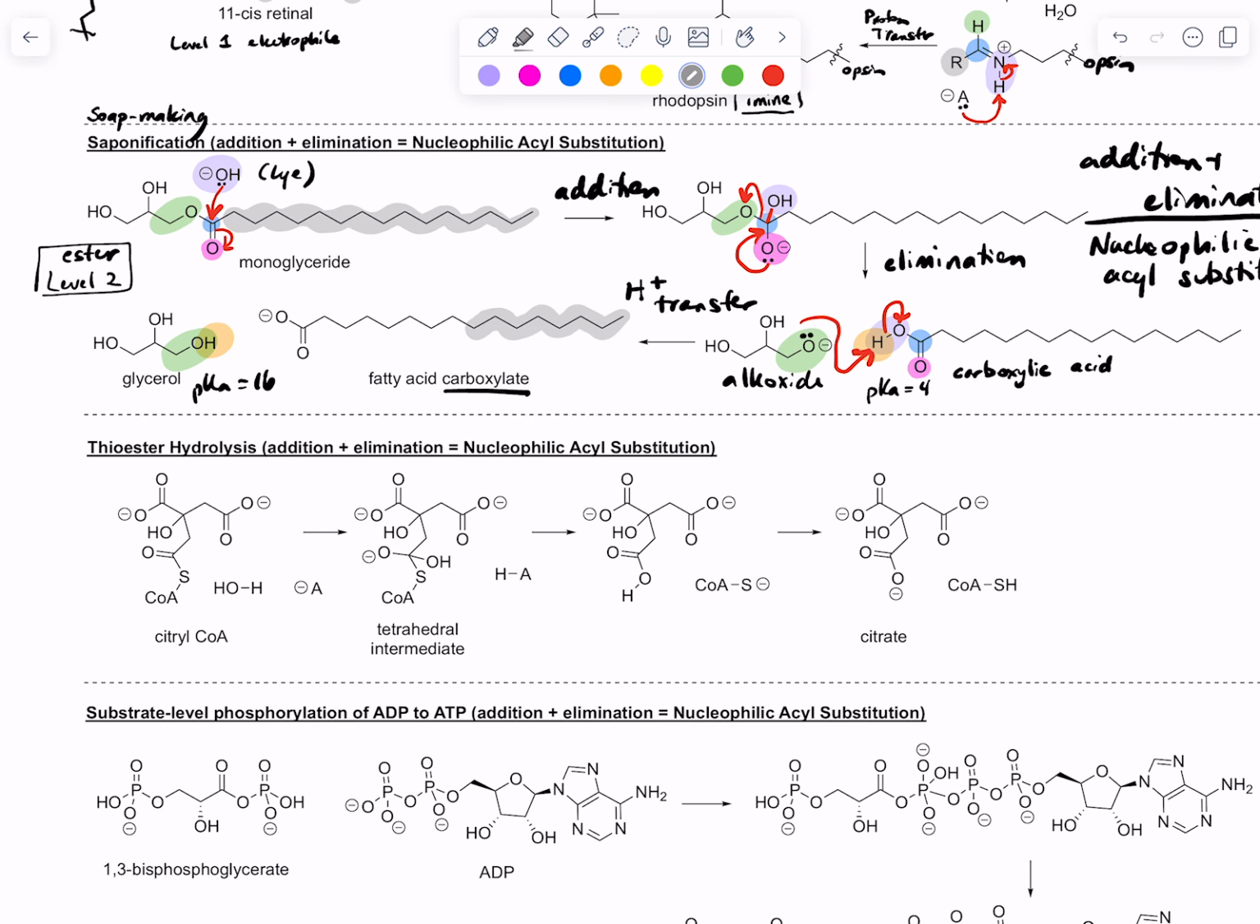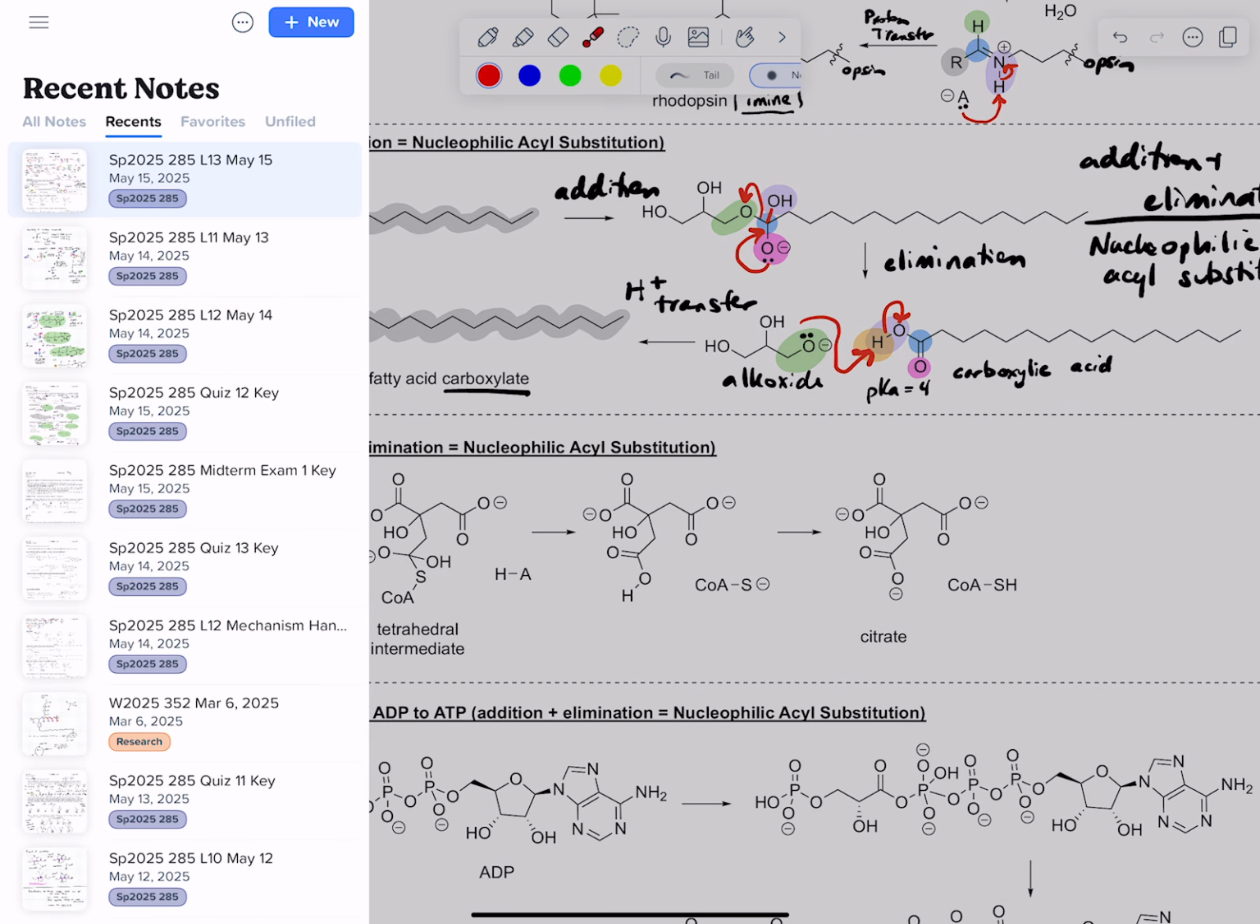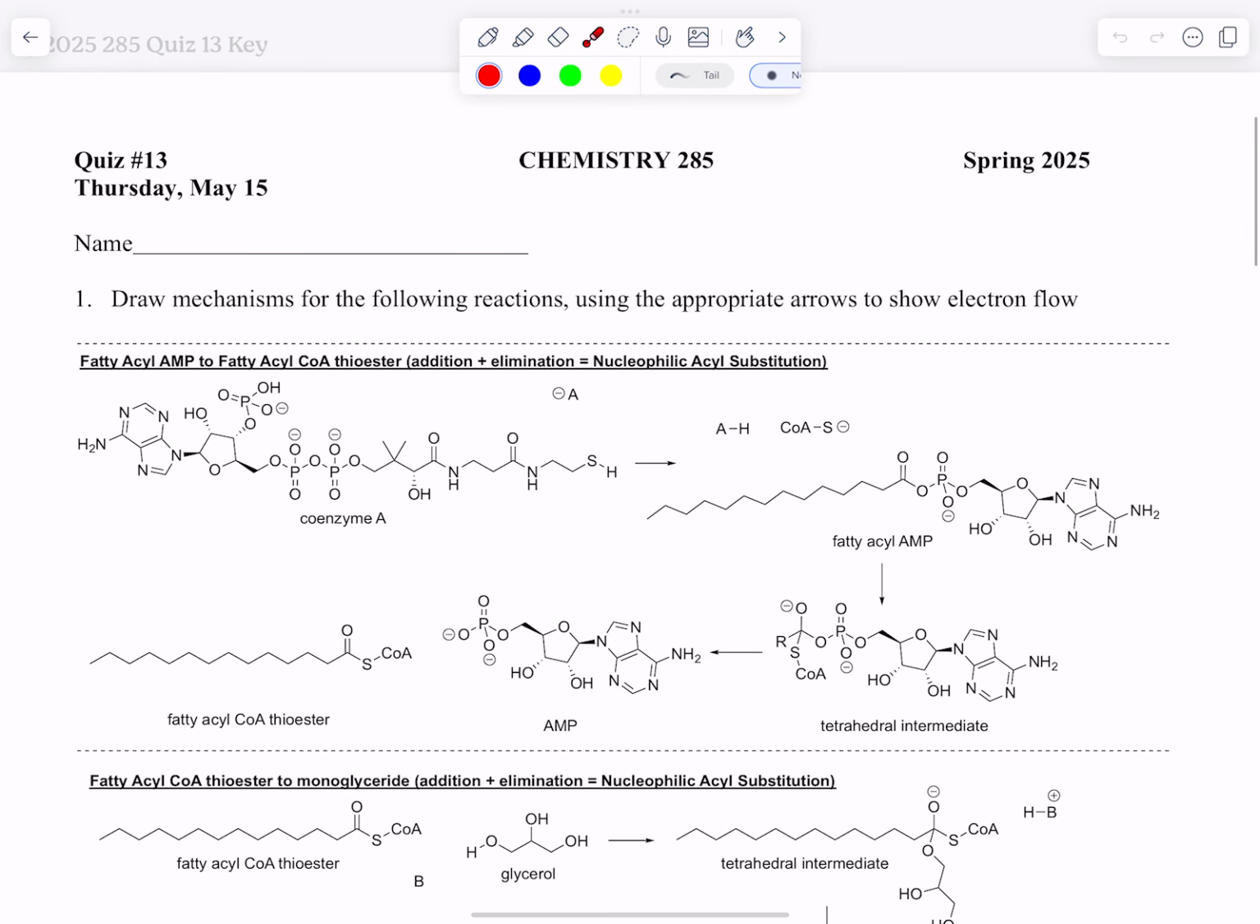So now with that background, you're now prepared to look at sort of the reverse of this reaction. And the reverse of this reaction is, what if nature, instead of making soap, because soap is what humans do when you take animal fat and you add lye, but what if your body had a fatty acid carboxylate and it wanted to make a triglyceride for storage? Okay? So we're going to do in quiz 13, there's two examples under question 1 that we want to do.